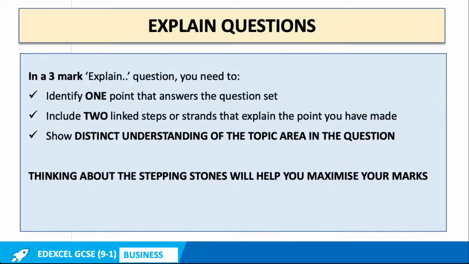So you would need to talk about a continuous production line or the fact that unit costs would be lower, and that would embed your answer in the context or the topic area in the question. Now, Mike's going to talk through with you some examples for explain questions by using the stepping stones approach, and this will really help you to maximise your marks in this type of question.